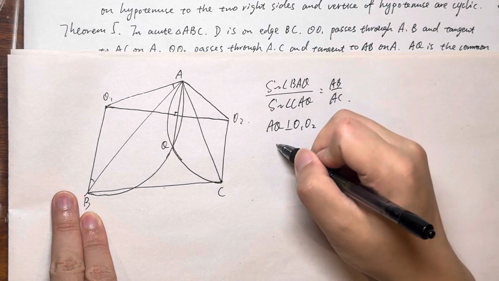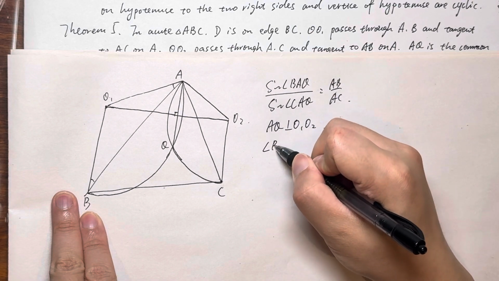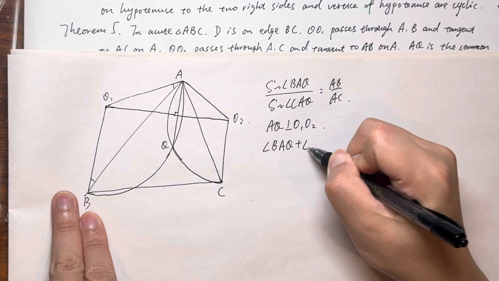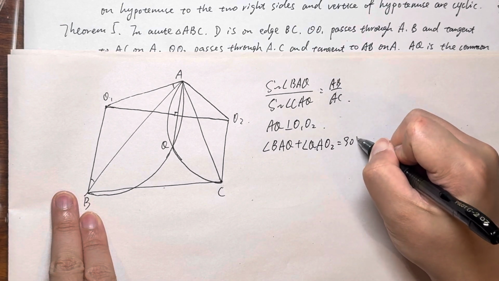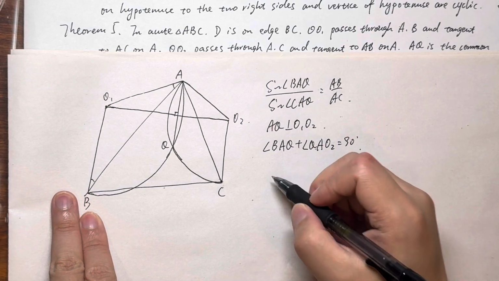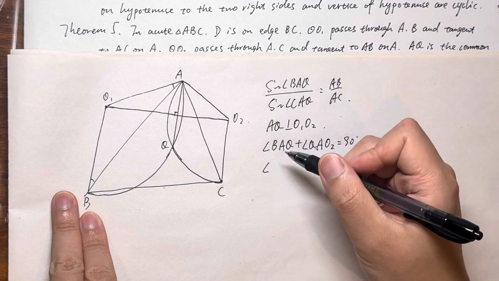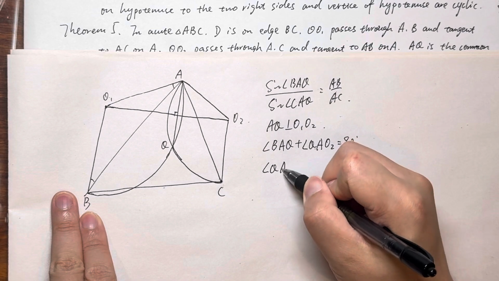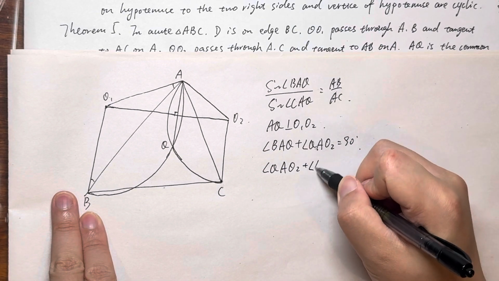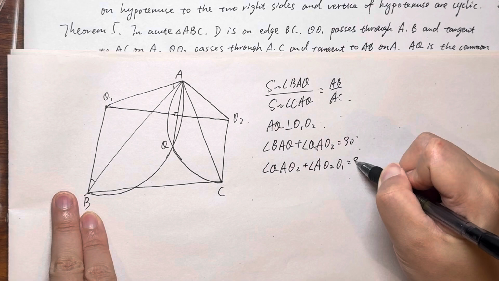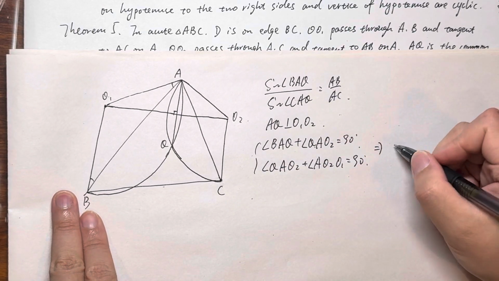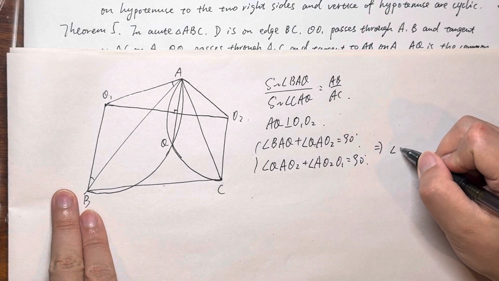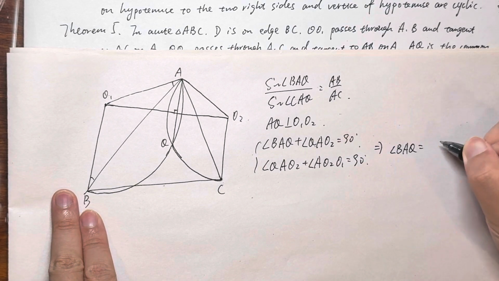So we know that angle BAQ plus angle QAO2 equals 90 degrees. And we know that angle QAO2 plus angle AO2O1 equals 90 degrees. This means that angle BAQ equals angle AO2O1.